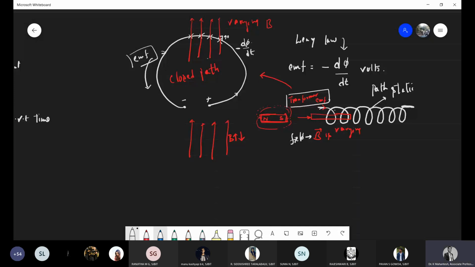Now what I will do is take the same magnet, with north and south, and make it static now. This magnet, or the magnetic field, is static. Now I have this coil, and I will try to move this coil. I'll try to move this closed path.